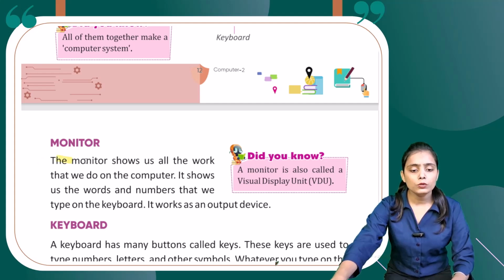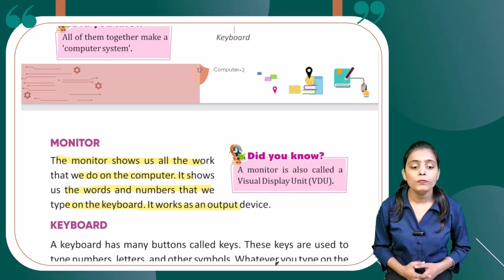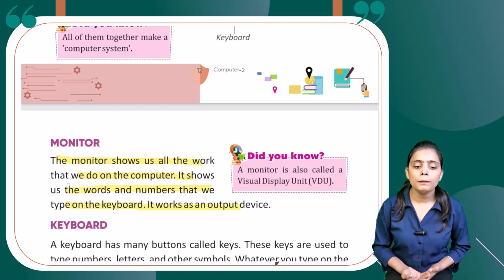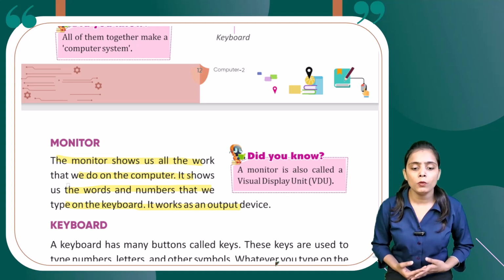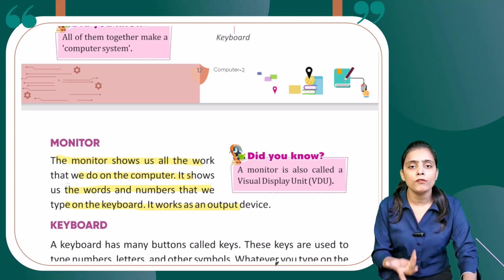So the monitor shows us all the work that we do on a computer. It shows us the words and the numbers that we type on the keyboard. It works as an output device. So जो monitor है बच्चों, वो हमें सारे work को show करता है that we perform on a computer. It shows the word that we are typing, numbers that we are typing on a keyboard. It works as an output device because it is showing the work we are performing.